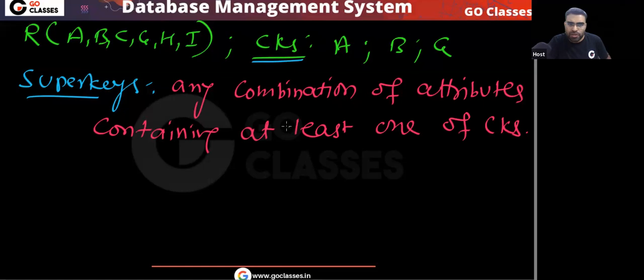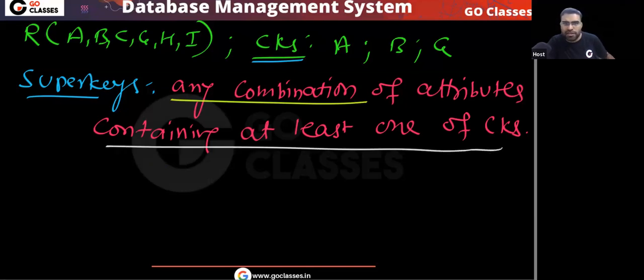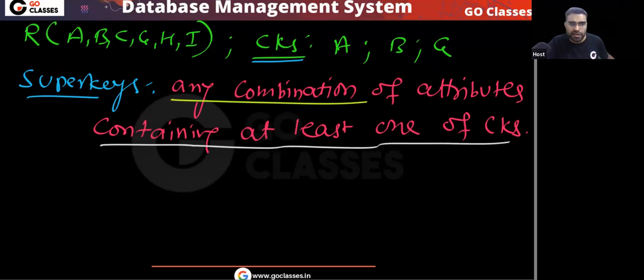So remember, what is a super key? A super key is any combination of attributes containing at least one of the candidate keys. Very simple. So its superset is also a super key. Yes or no? Agree? Now finally we need to find how many supersets we can create.